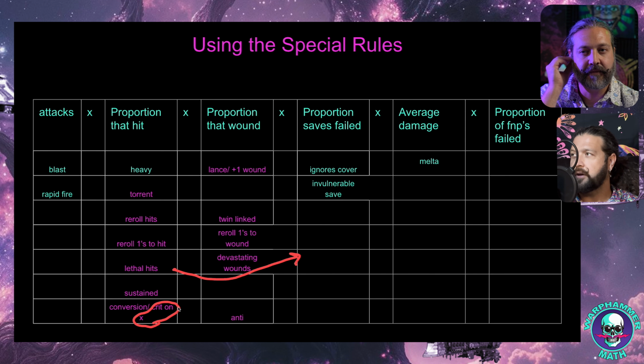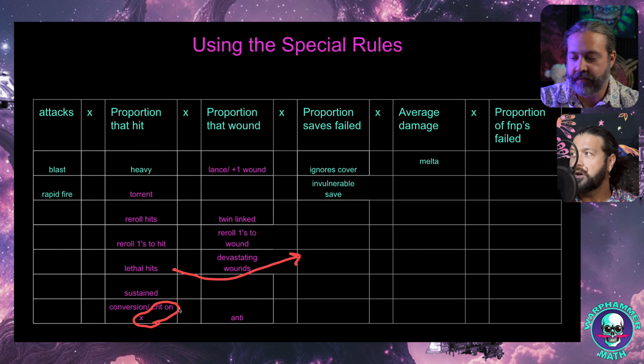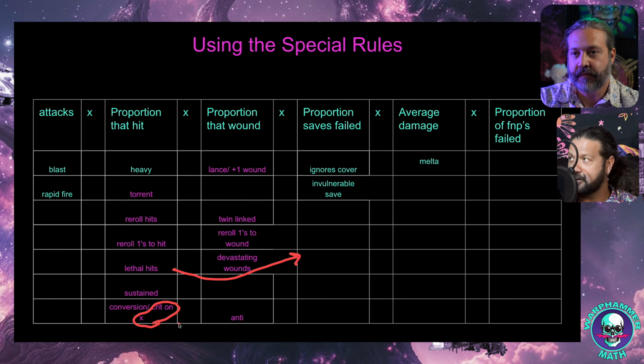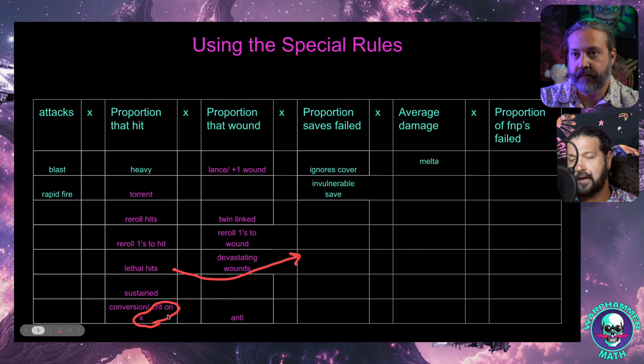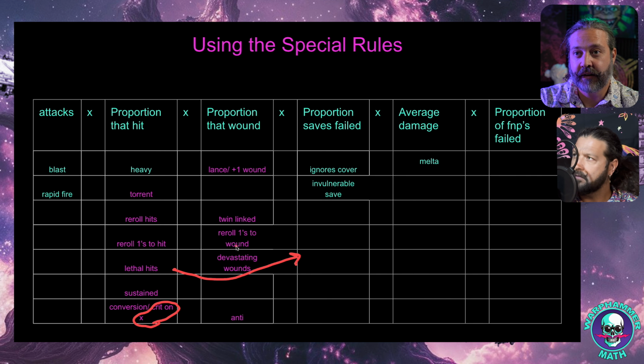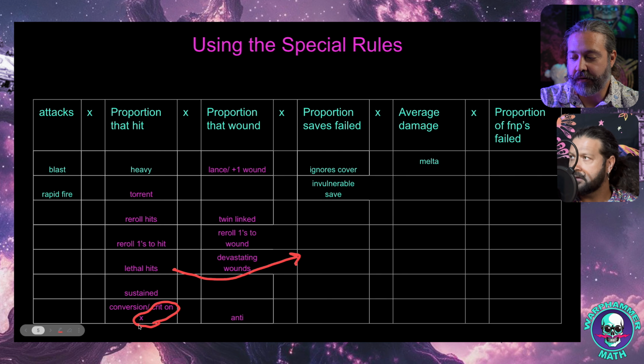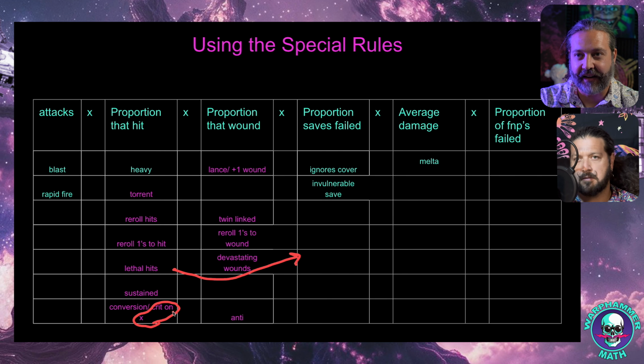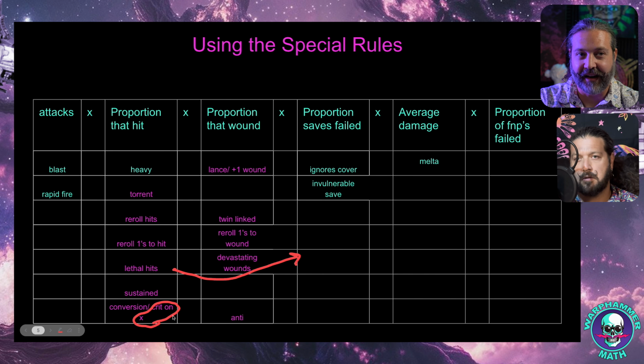Oh, okay. I think I might have been misunderstanding. You're using critical on X. Your Conversion is a term you're using to describe anti-whatever on whatever. Well, Anti applies to the wound roll. So actually, weirdly, there's no special term for crit hit on X. So I see things that give things crit hit on X.